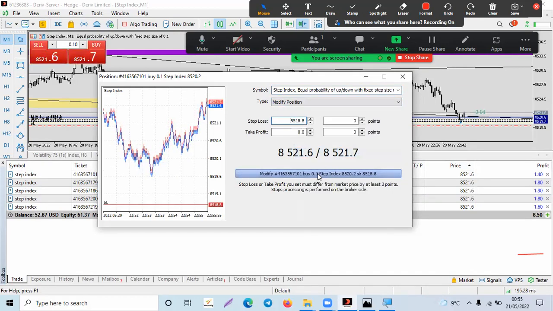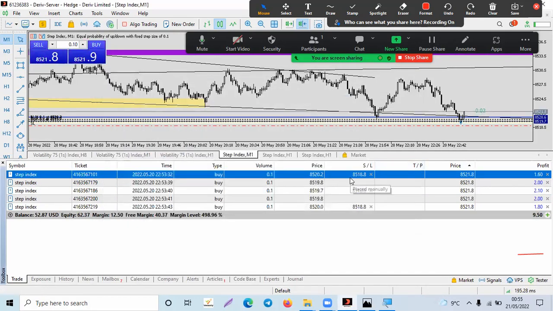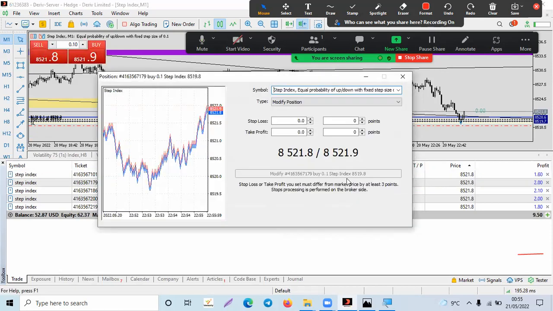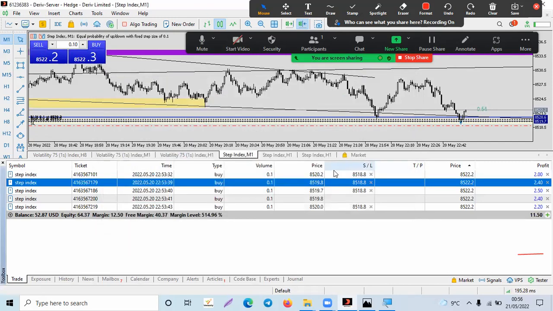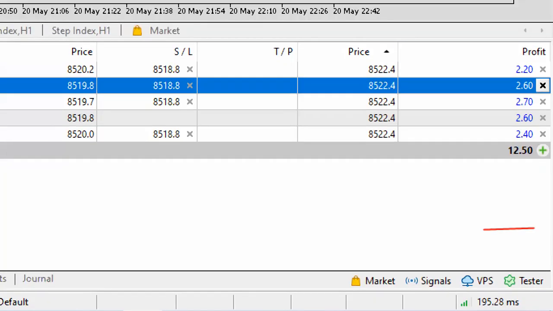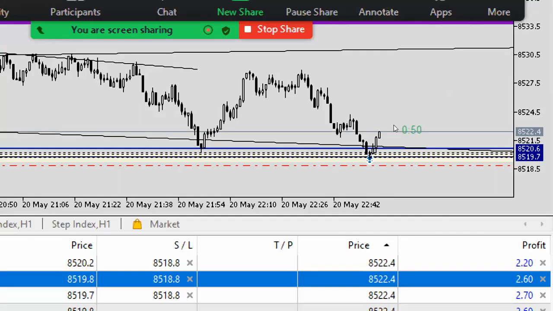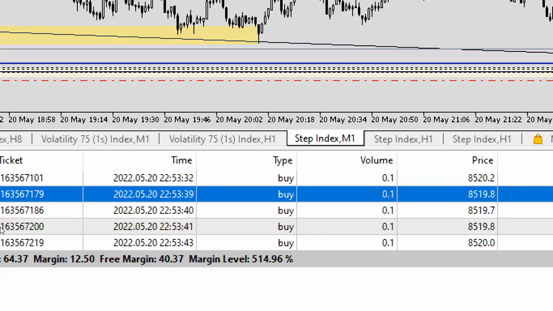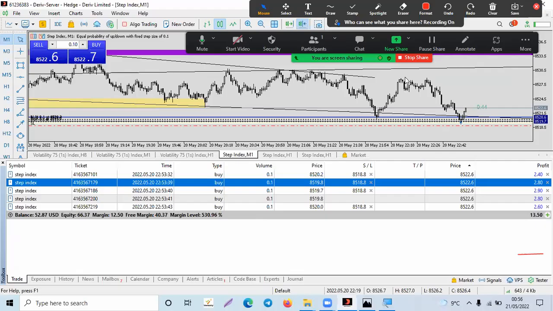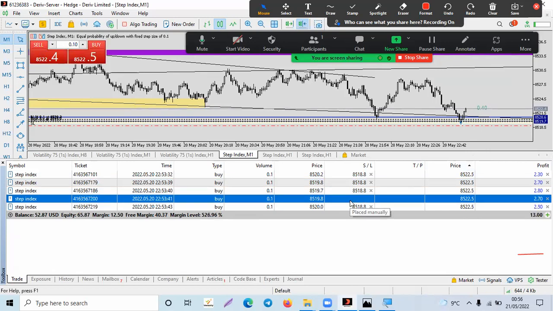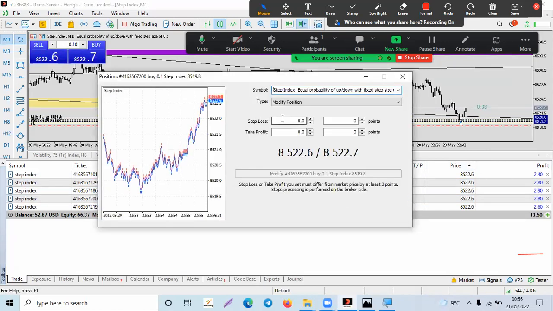Let me put my stop loss. Oh, nice. Already we are sitting at $12. Look at my entry, man. We are with the right thing. We are killing. Man, it takes time to be one of the good people.